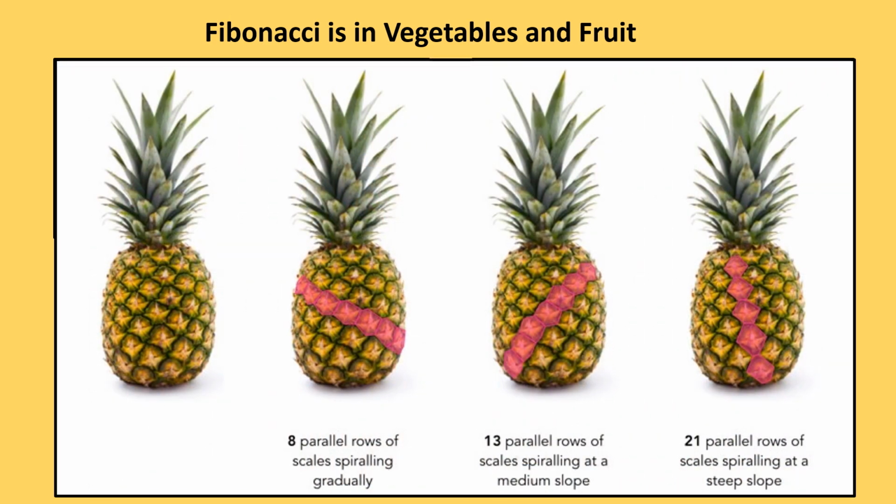Pineapples. It's in the pineapple. You'll notice at the beginning there was a picture of me with a pineapple stems on top of my head, because I think it's amazing that there's 8 parallel rows of scales spiraling gradually. Then there's 13 parallel rows of the scales spiraling at a medium slope. And then we've got 21 parallel rows of scales spiraling at a steep slope. This can't happen by chance. It's designed.